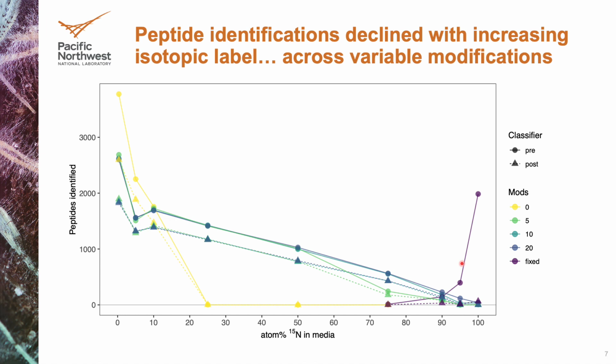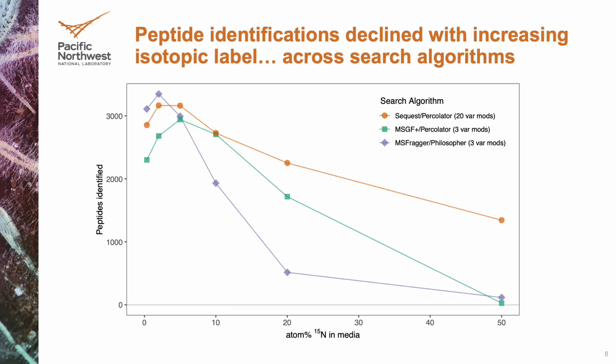We found little variation in peptide identification rates between 5, 10, and 20 variable modifications across a range of enrichment values, indicating that the number of variable modifications allowed had a limited impact on the peptide spectrum matching. But it does have a large impact on the compute time. For samples with 10 atom percent 15N enrichment, a search considering 0 variable modifications took less than 1 hour, but rapidly increased to several hours per sample for 5 variable modifications and to over 30 hours per sample for 20 variable modifications. We also found that peptide identification rates declined with increasing isotopic label across search algorithms.